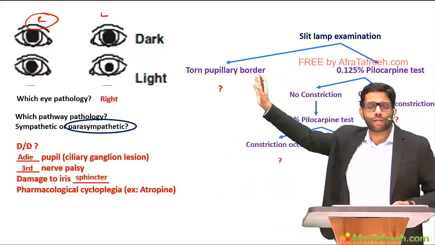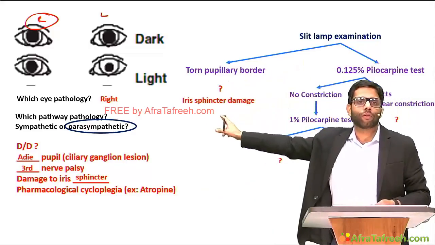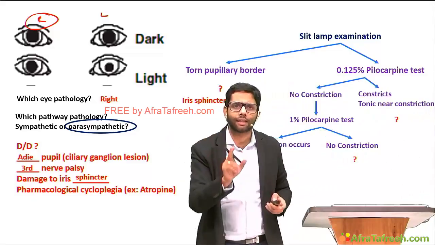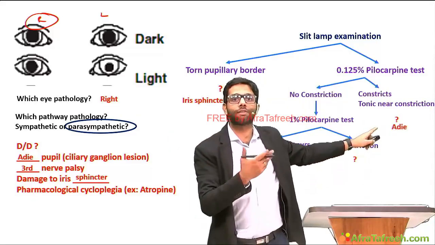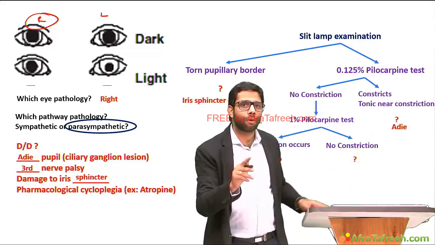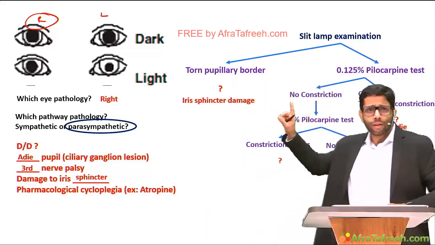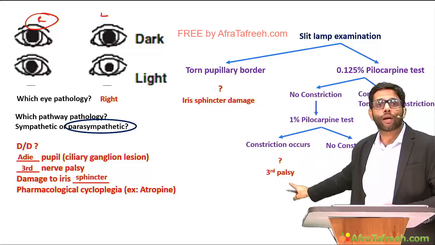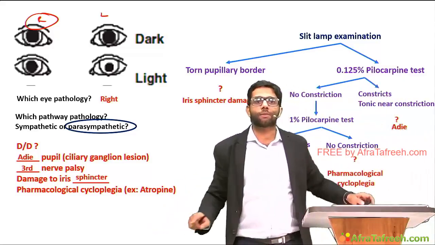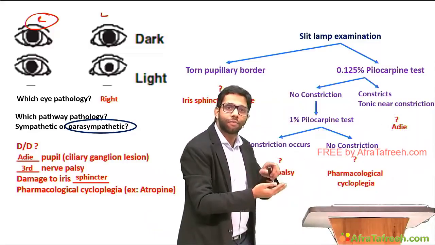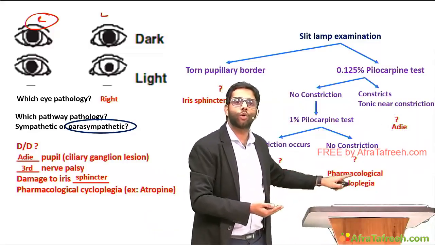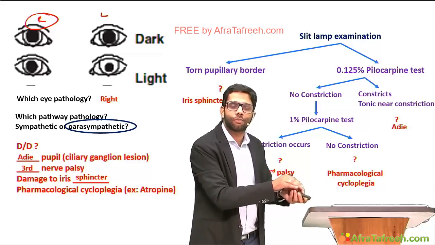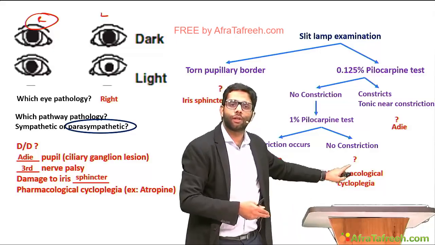If you do a slit lamp examination and the pupil is torn, it means there is sphincter damage. If you put diluted pilocarpine, in the entire world it can constrict only an Adie's pupil because of hypersensitivity. It cannot constrict a normal pupil. For a normal pupil, 1% pilocarpine is required. But if there is no constriction even when you put 1% pilocarpine, it is third nerve palsy. Why? In pharmacological cycloplegia, atropine blocks the receptors of the iris on which pilocarpine works, so it will not be able to constrict.